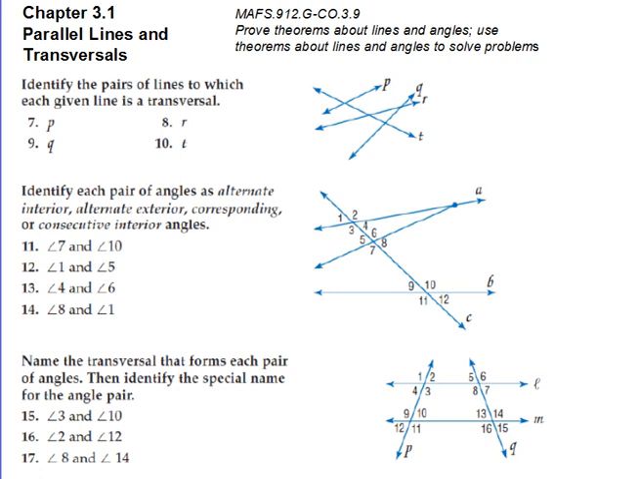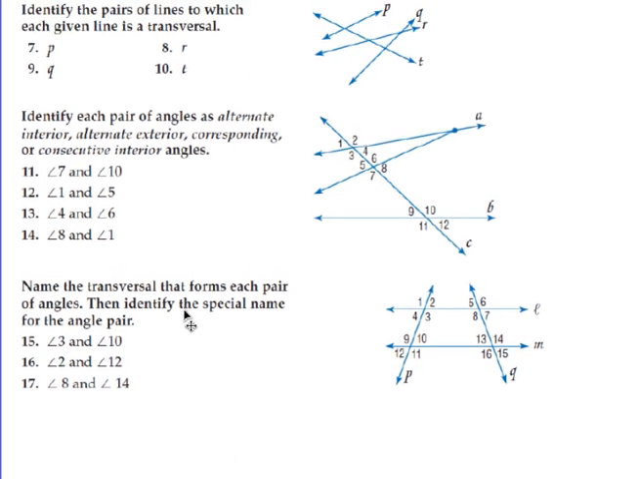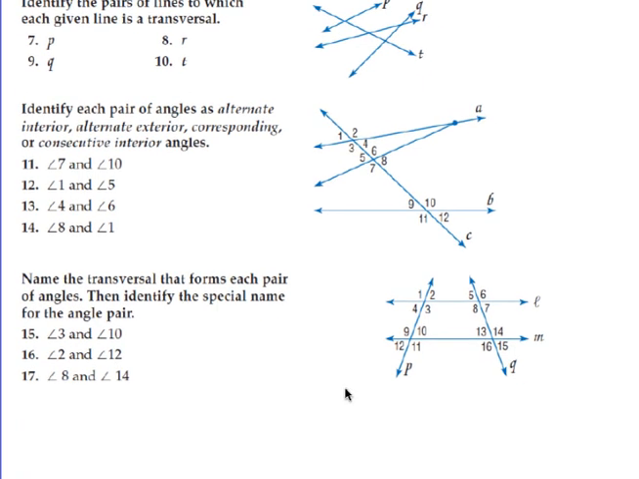All right, what do we got here? It says name the transversal that forms each pair of angles. Then identify the special name for that angle pair. Okay, it's basically the same thing as this, but now they want us to name the transversal too. So 3 and 10. The transversal is line P, and 3 and 10 are consecutive interior because they're inside lines L and M, and they're on the same side.